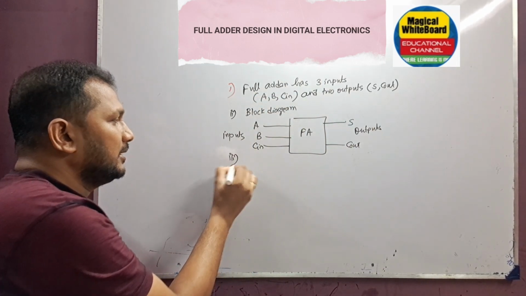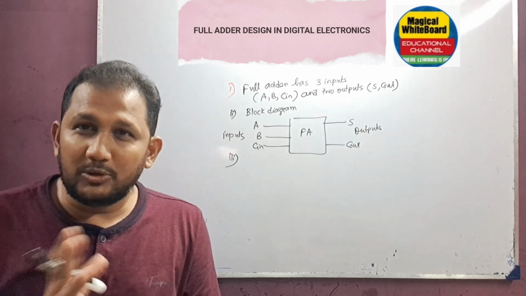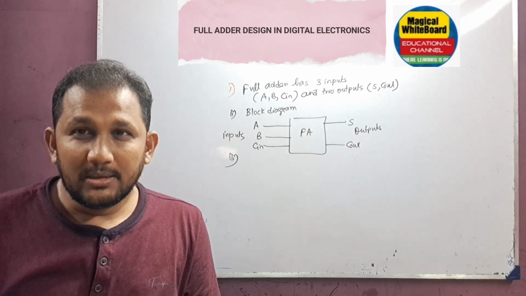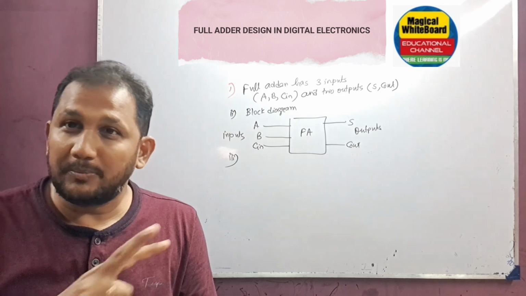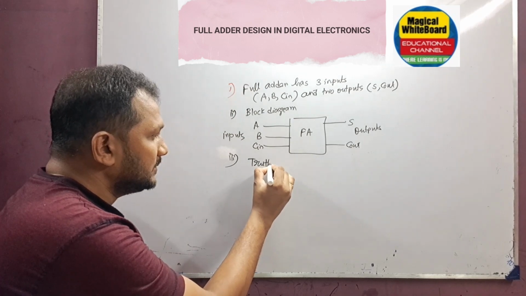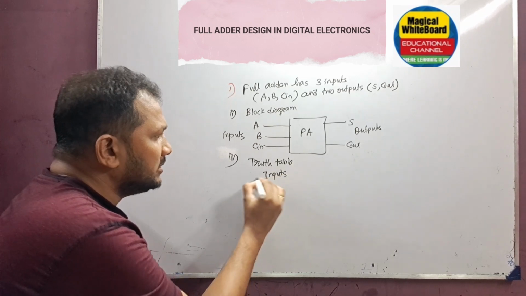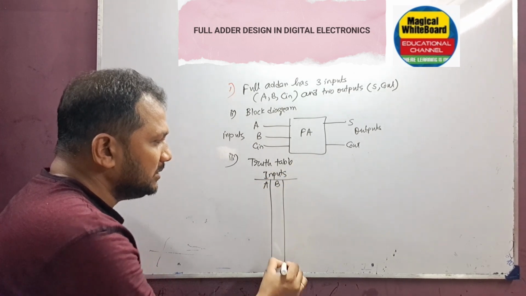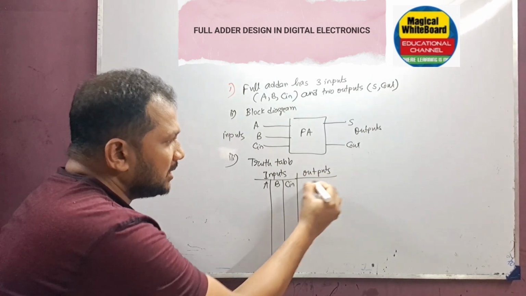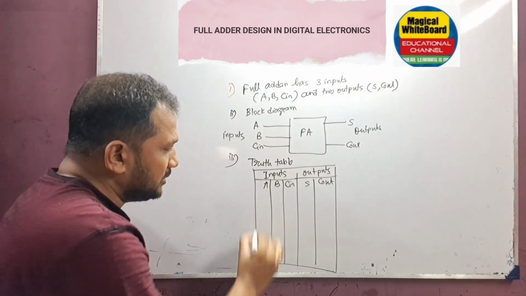The third point. Before going to design this full adder, we need an input combination to output combination mapping. The truth table in digital circuits is used to represent the output values with the help of input combinations. What are the possible inputs? Now the truth table. The inputs are A, B and C in, and outputs are sum and carry out, C out. So this is the truth table.